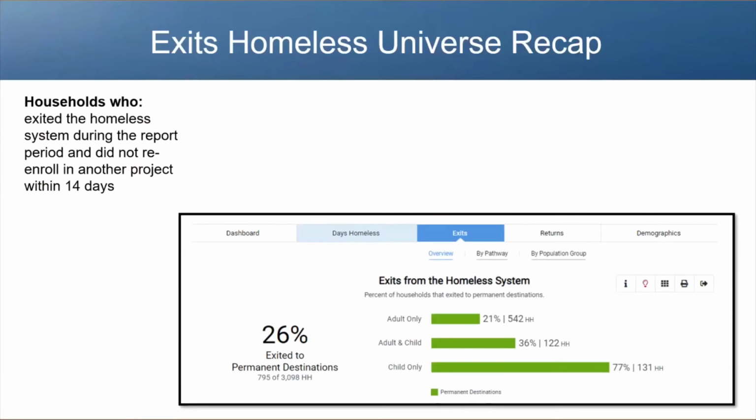To review, households are counted in the exits universe if they have a system exit during the report period, regardless of whether they have any days homeless or not. Households that re-enrolled in another project within 14 days of a project exit are not considered to have exited the system. This universe is used in the exits overview, exits by pathway, and exits by population pages of Stella, as well as the exits measures included on the dashboard and trends pages.